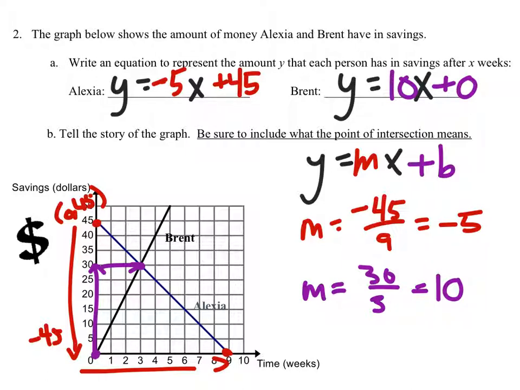How many weeks will it take for Alexia to run out of money? Nine. It shows it right there, it says it on the graph.